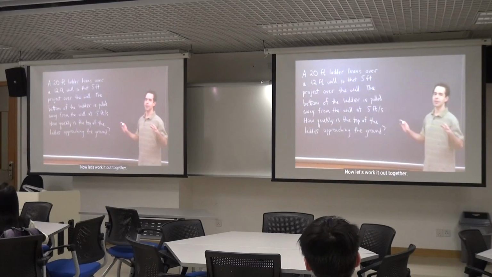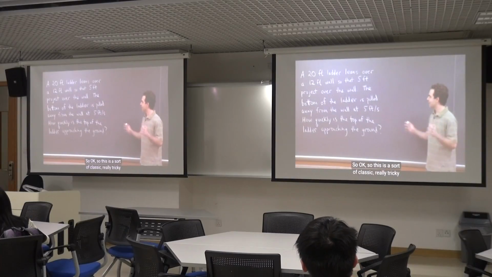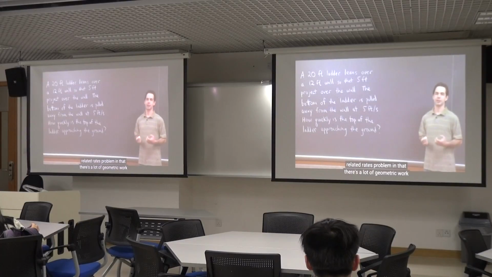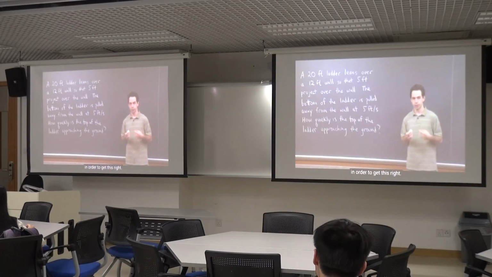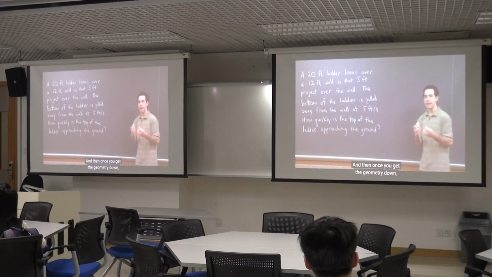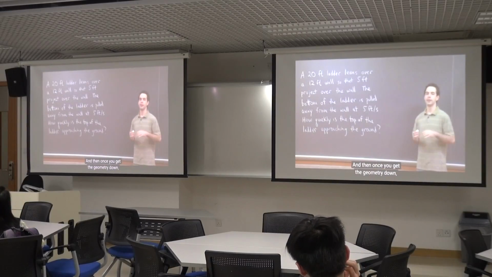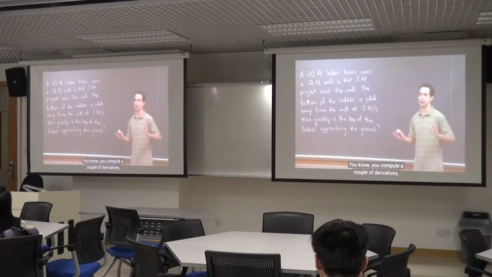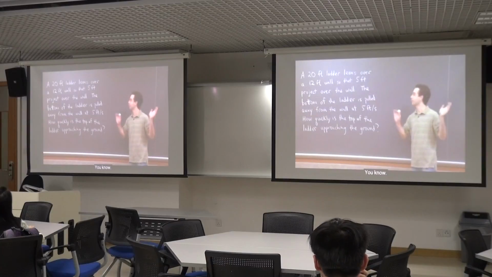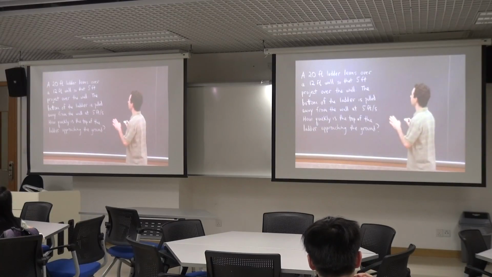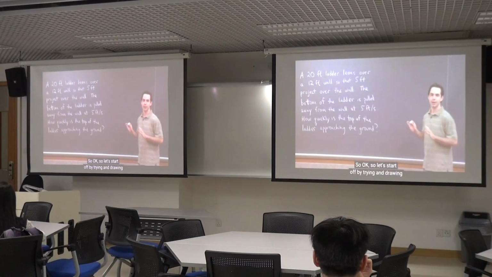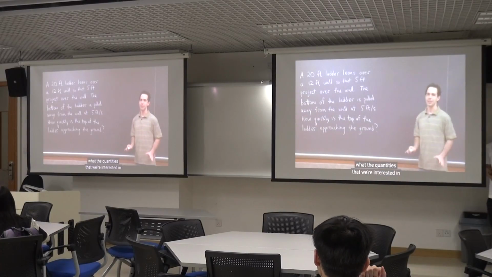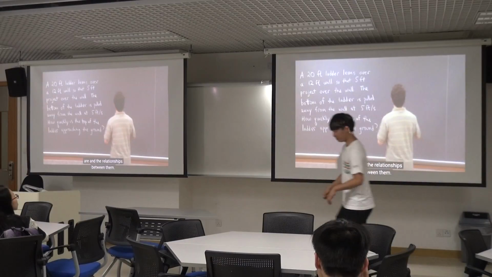So this is a classic, really tricky related rates problem in that there's a lot of geometric work that you have to do at the beginning in order to get this right. And then once you get the geometry down, the calculus is basically totally straightforward. You need a couple of derivatives and chain rule one way. So let's start off by drawing a careful picture, and then we'll have to figure out what the quantities that we're interested in are and the relationships.